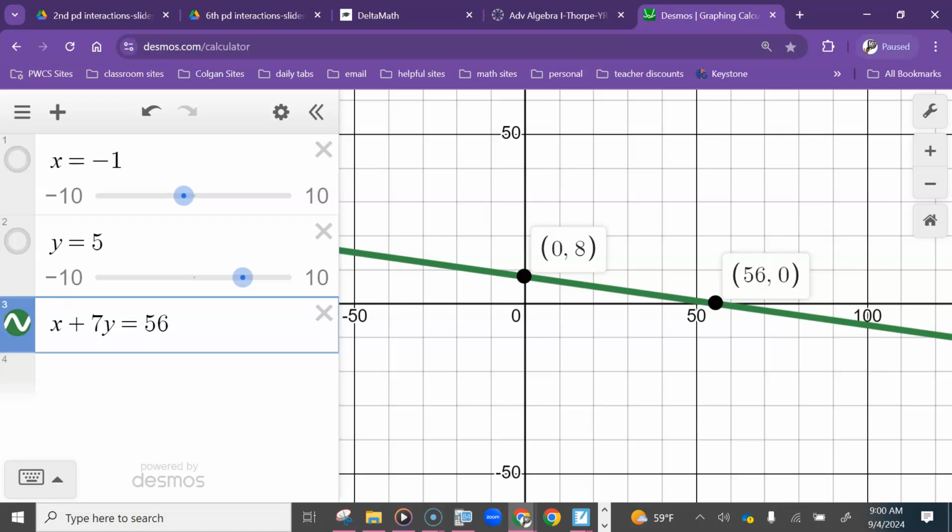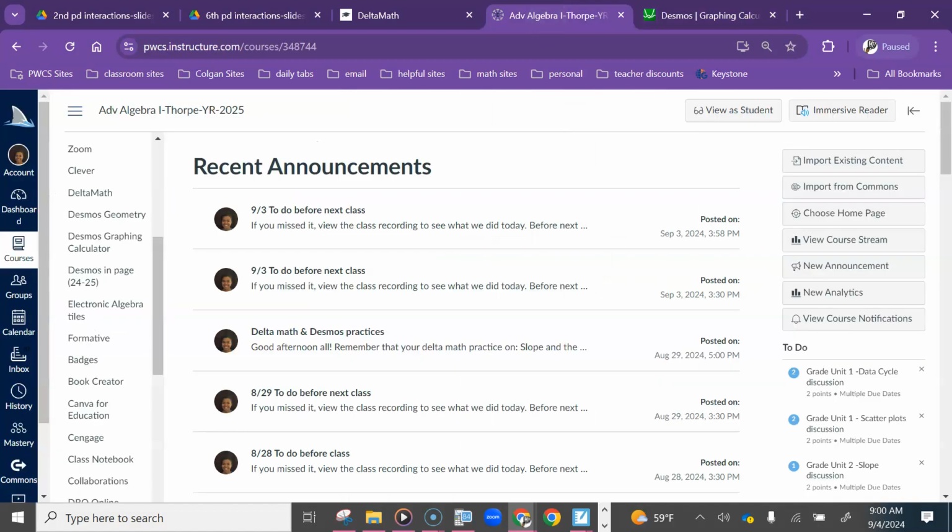I'm going to give you like 10 minutes, and then we're going to come back and start something else. You can either try 7, 8, 9, and 10 on this, or you can do the Delta Math for intercepts if you want Friday. But everyone do this.